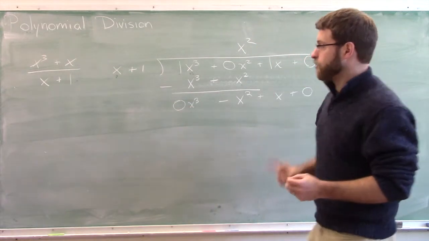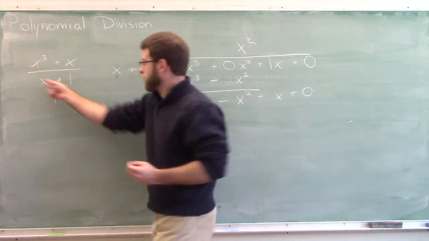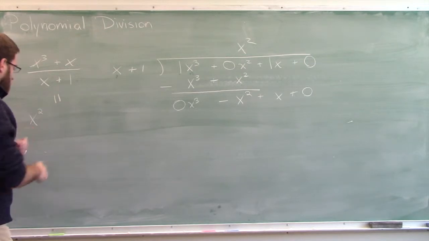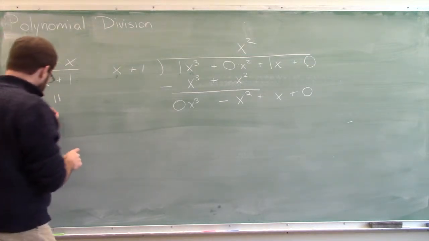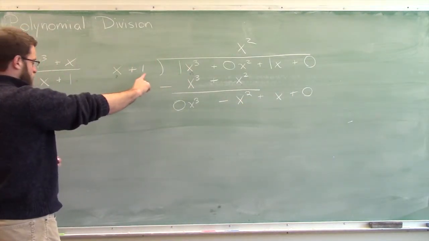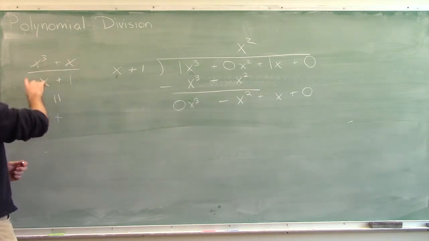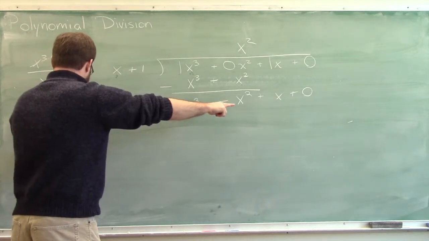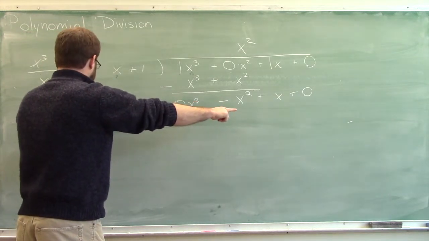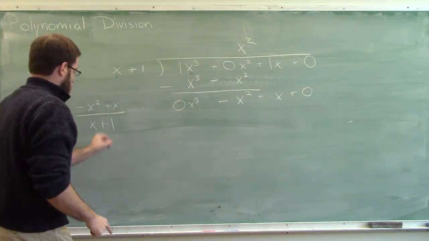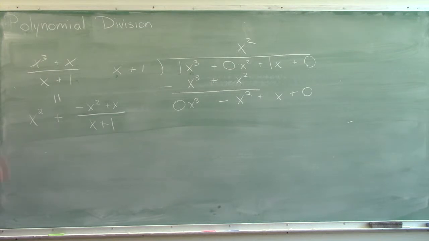So after one step, our original rational expression would be equal to the x squared that we were able to divide out, plus this remainder still divided by the original divisor. So we've said that x cubed plus x divided by x plus 1 is going to be equal to x squared plus the remainder, minus x squared plus x, divided by the divisor x plus 1. Okay, so that's one complete step of polynomial division.